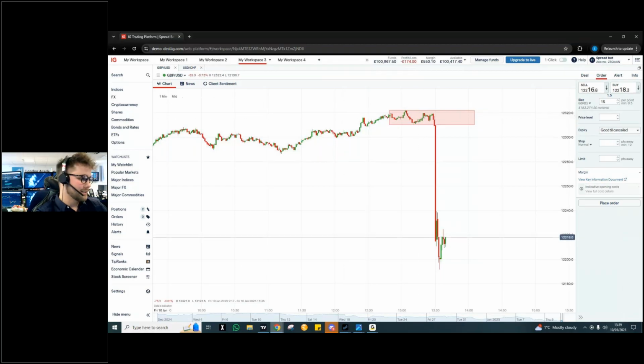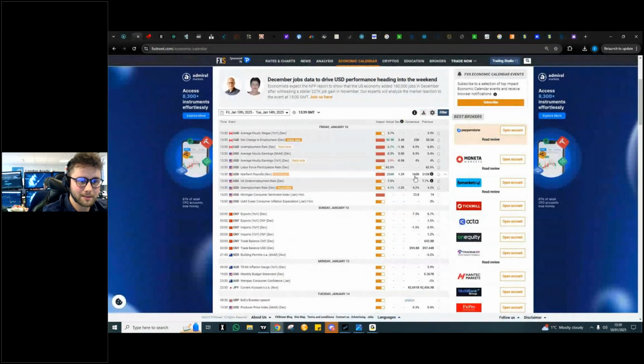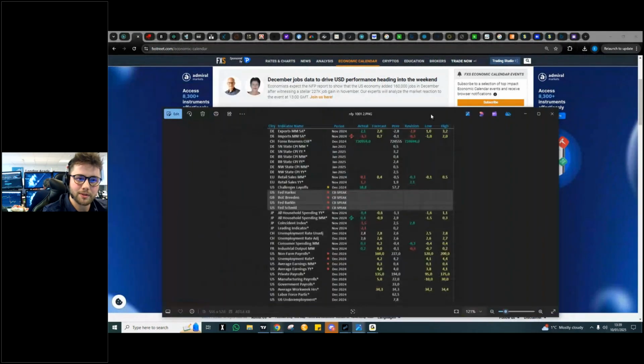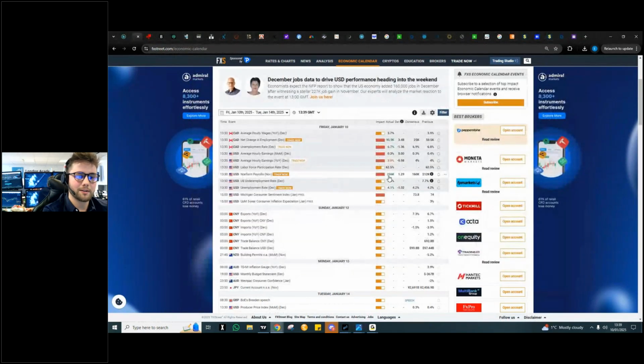Huge difference. Yeah, this is the ideal scenario, right? We get a big beat on the consensus, way above the consensus here, and also outside of that range that we spoke about, where 200,000 was the highest anyone thought it would be, and we smashed through that at 556. And unemployment was down, so it was a pretty perfect scenario there.